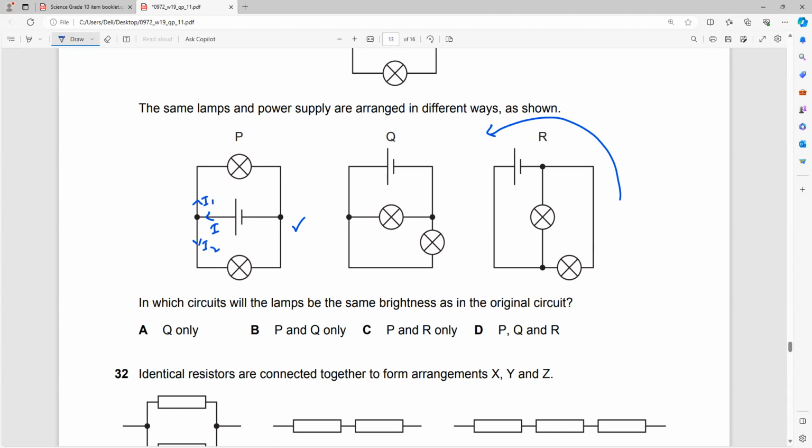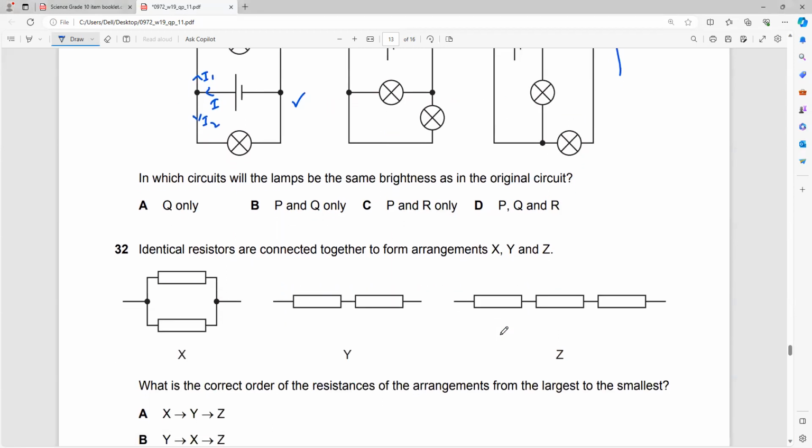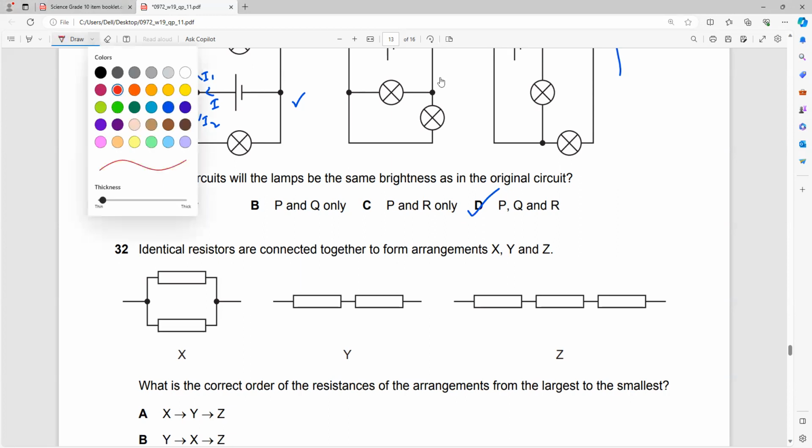Try to do something. All are parallel circuits, all are the same bulbs, same supply voltage. Then what about the brightness? Same brightness, that's all. I am not making anything new. So what is the answer, everybody? PQR, option D. Nothing else.